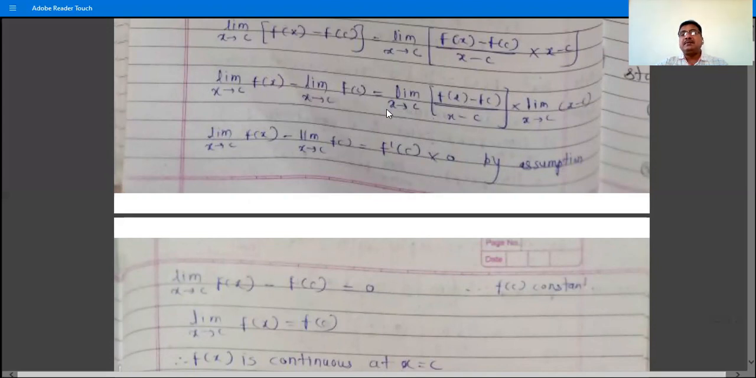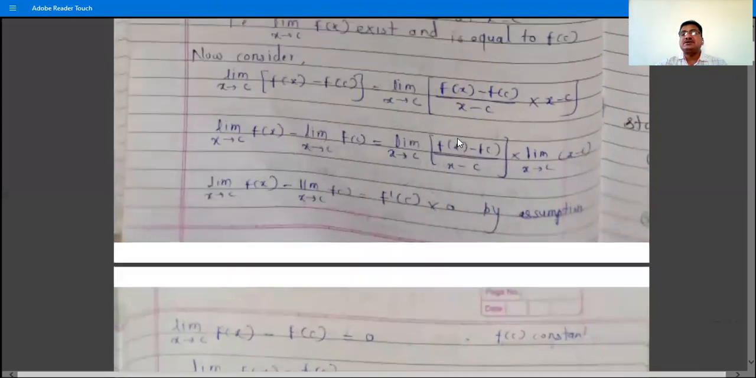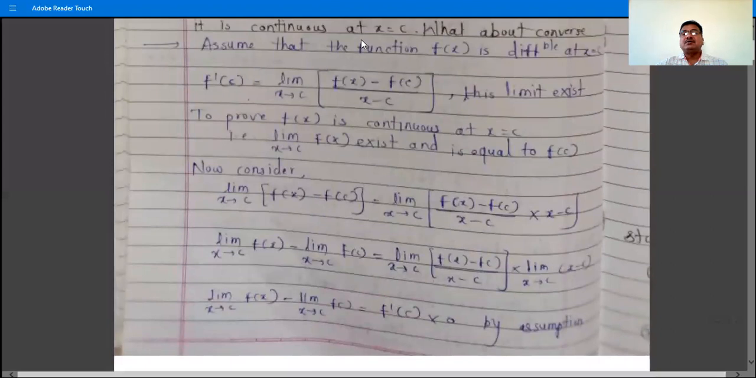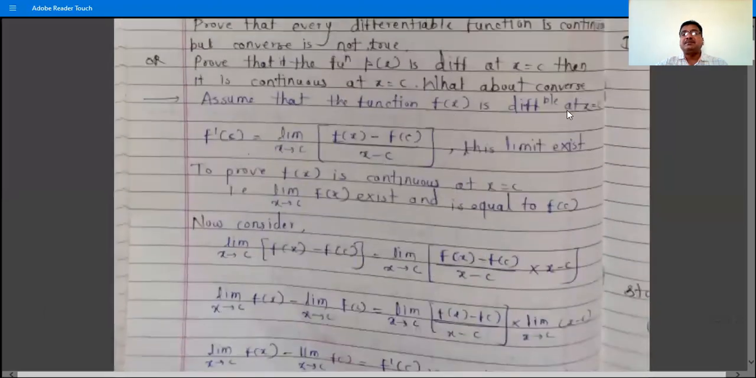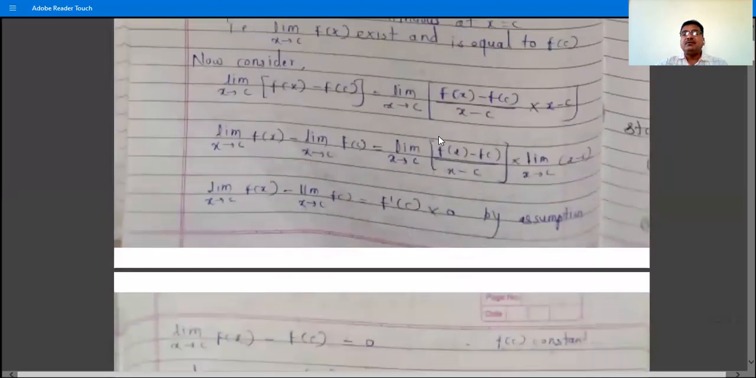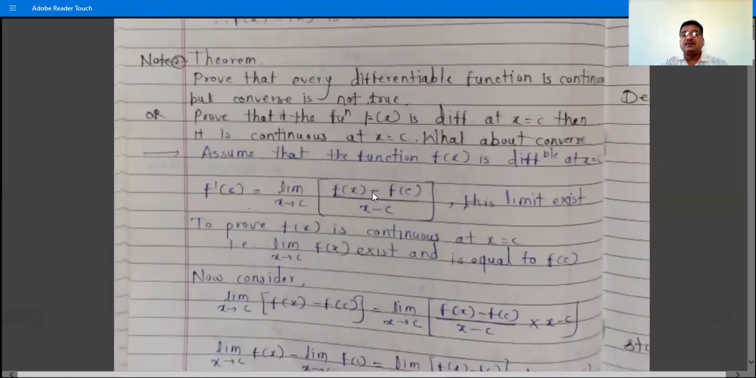Then limit of this factor, limit x tends to c, f(x) minus f(c) divided by x minus c, is f'(c) by using this equation, because f(x) is differentiable at c. So we have the guarantee of the existence of this limit, and it is equal to f'(c), because our assumption is that function f(x) is differentiable at x equals c. Then limit x tends to c of x minus c: substitute x as c, so c minus c is 0. By assumption, the value of this limit is f'(c).